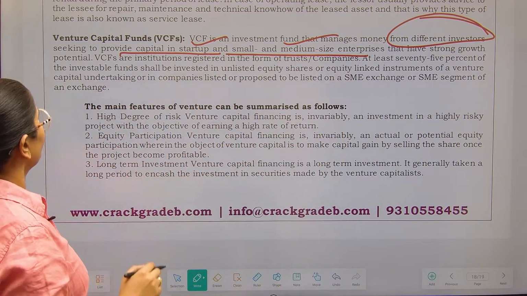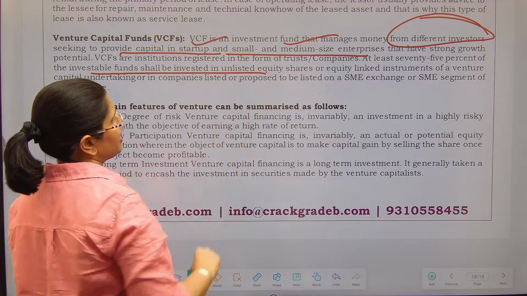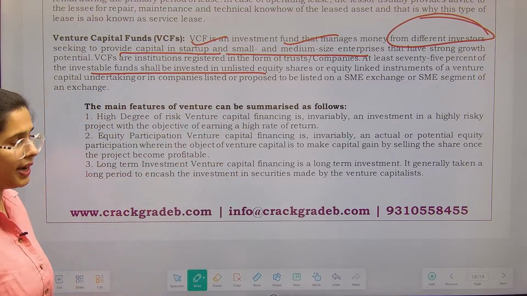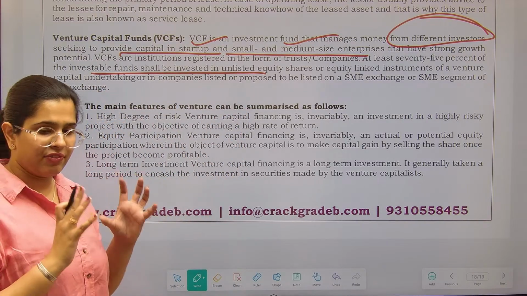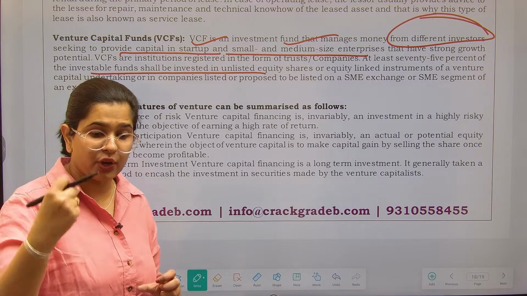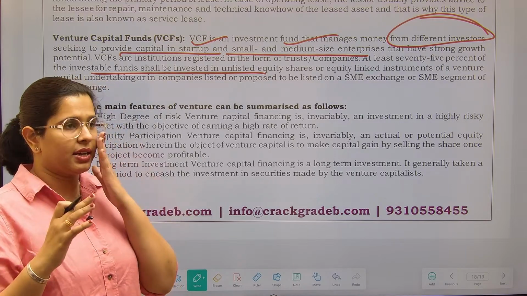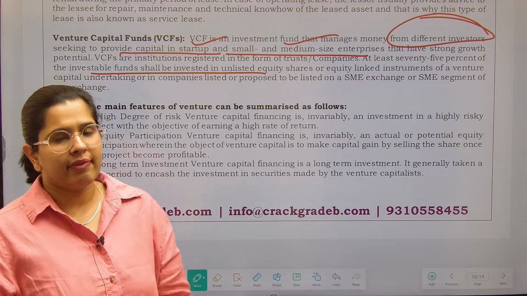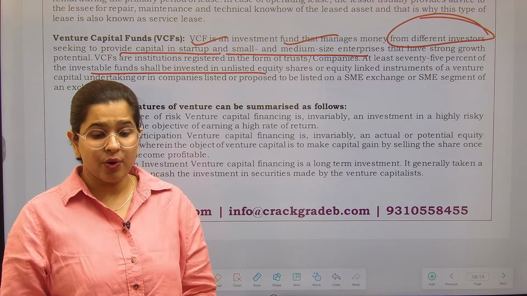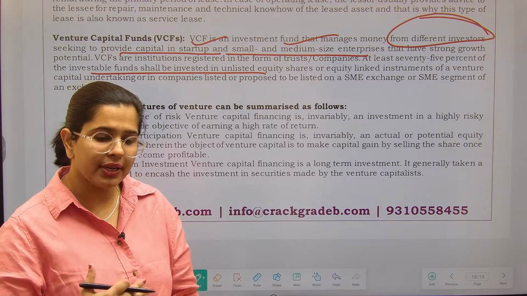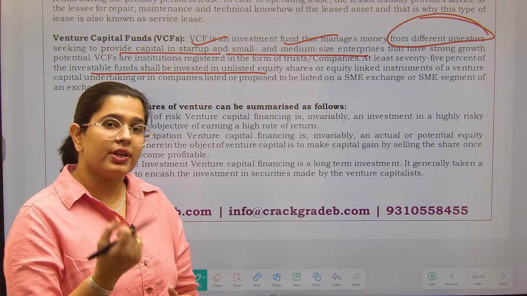At least 75% of the investable funds shall be invested in unlisted equity shares, right? So whatever funds you have, 75% of that should be invested in equity, because you are giving the funds to the enterprises as an owner. You want them to grow. You are taking the risks.